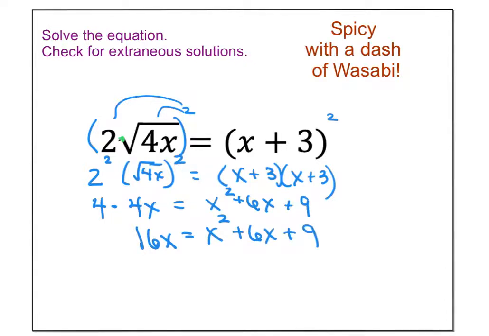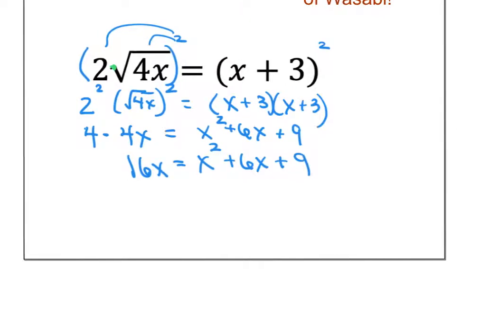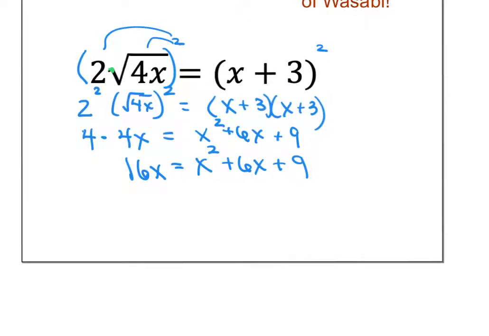Now, hopefully you recognize when it's time to solve for x, when you have that x squared, you have a parabola, and that's a big red flag that you're going to have to factor to solve what's going on here. And to factor, we need everything in standard form. So to get everything in standard form, I need to move this 16x over. So I end up with 0 equals x squared, and then 6x minus 16x will be a negative 10x.